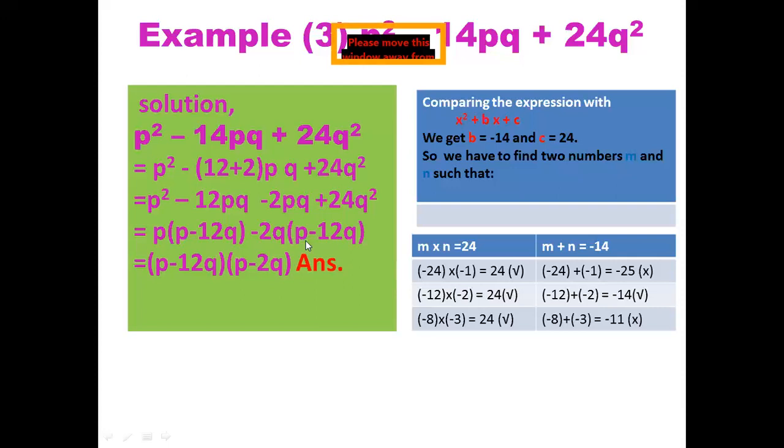That's why we have to check whether this bracket and this bracket are correct or not. Let's take them common. P minus 12q common, and what is left here? P minus 2q is left in the bracket. These two are the factors of this question. Similarly, now we have to do another example also. Let's move to the next example.